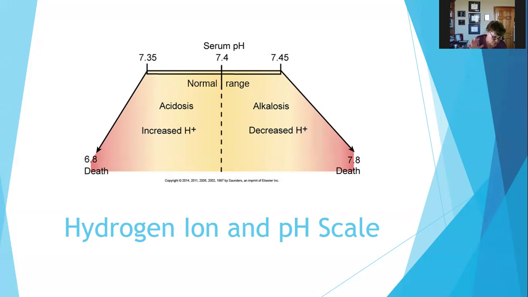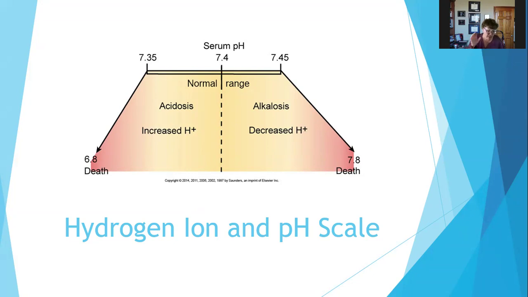So when the serum pH is less than 7.4, more hydrogen ions are present, and that's a condition of acidosis. Whether it's dangerous is how low. How much buildup of hydrogen ions are there? If the serum pH is greater than 7.4, it's more basic or alkaline, and that indicates alkalosis or the presence of fewer hydrogen ions.